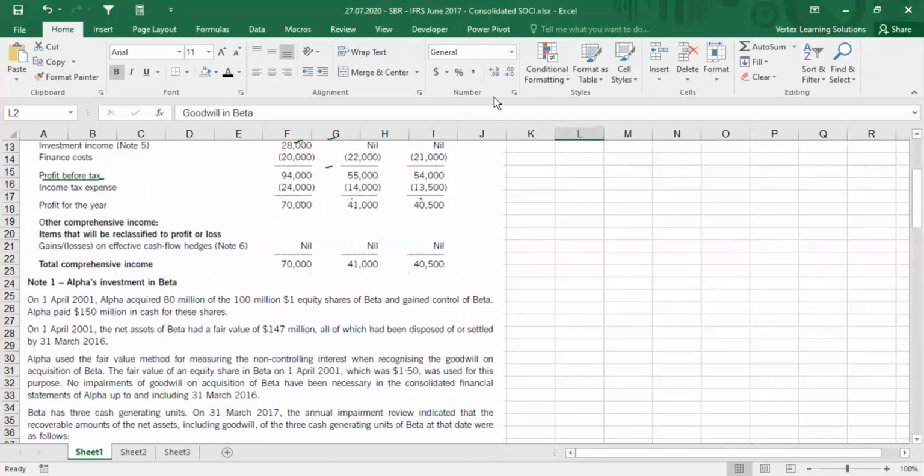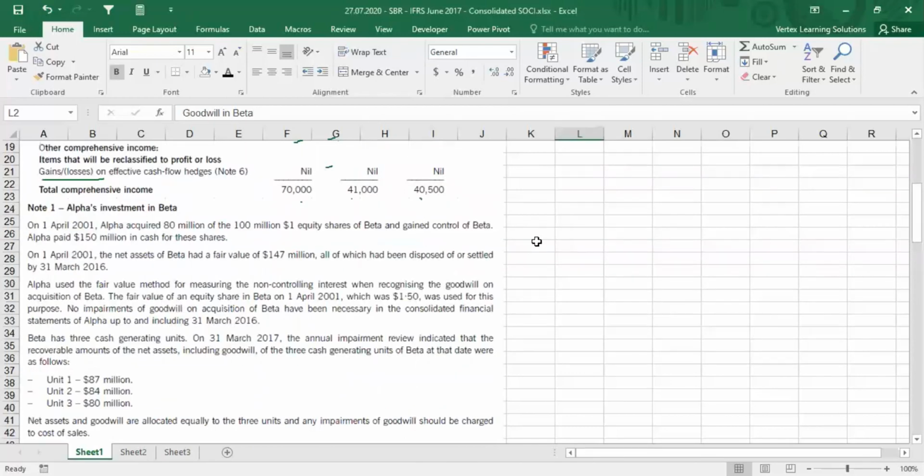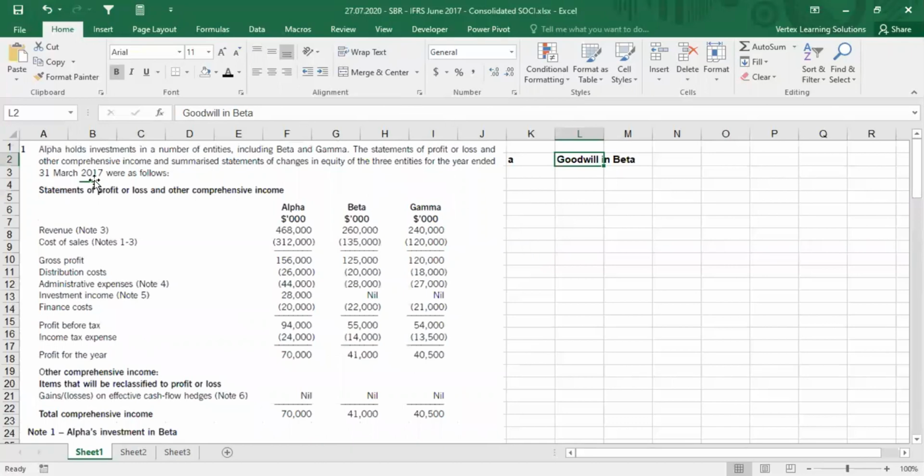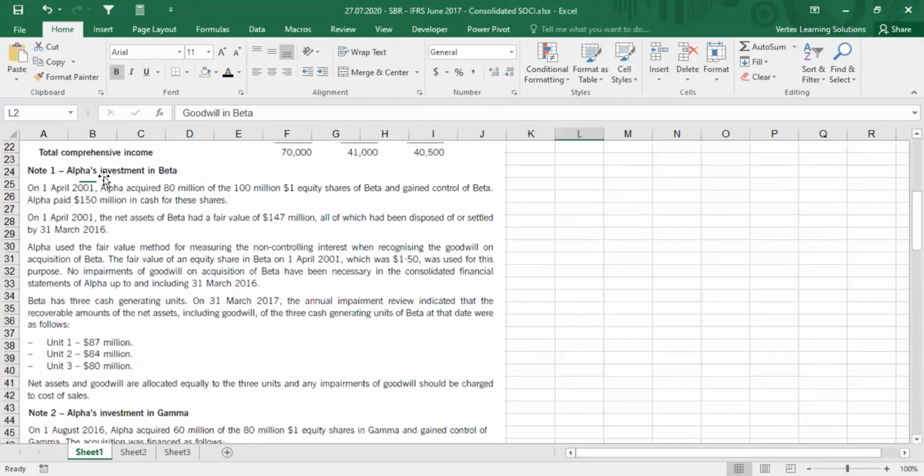So note 1, Alpha's investment in beta. So anything which is related to beta investment, it looks like it is in note 1. So on 1st April 2001, these financial statements are presented for 1st April 2017. So this is the reporting period. The acquisition date was 1st April 2001, which is like probably 16 years ago. Alpha acquired 80 million of $100 million equity shares, so control is there, and gained control of beta. Alpha paid 150 million in cash for these shares.